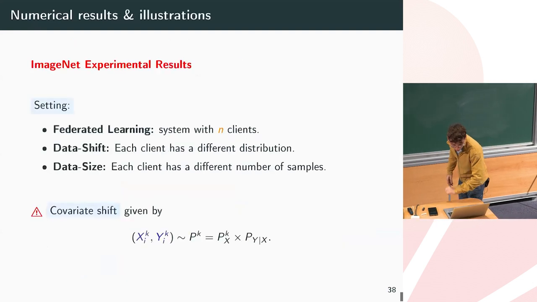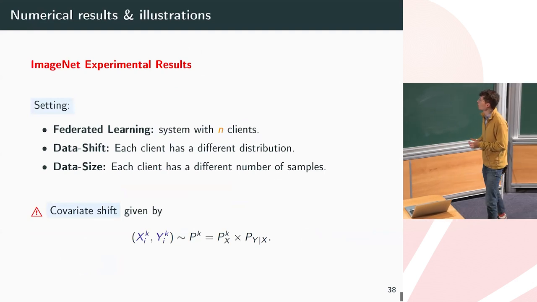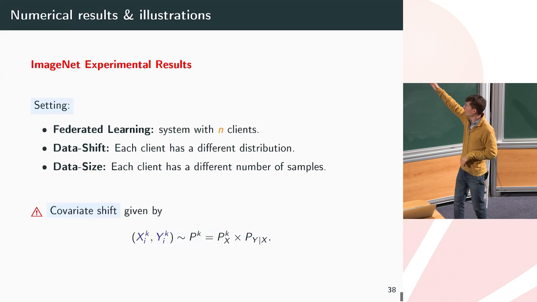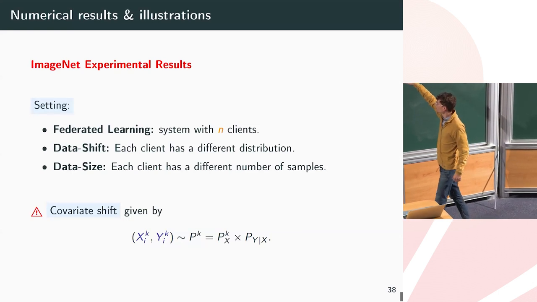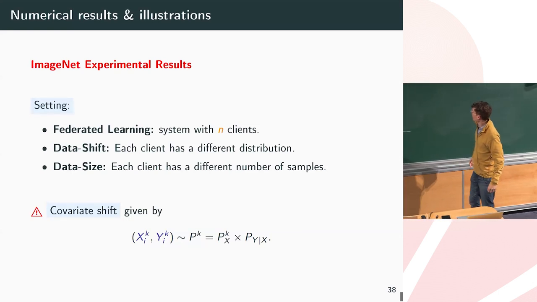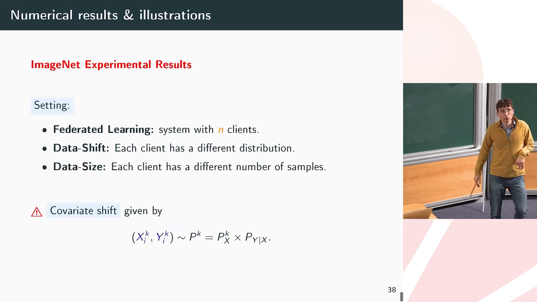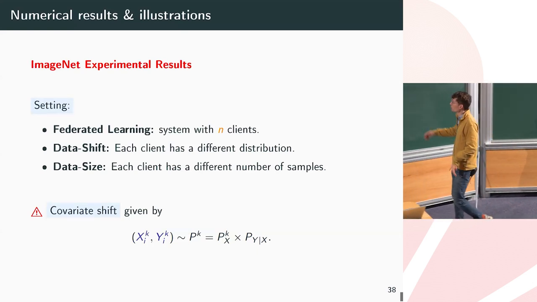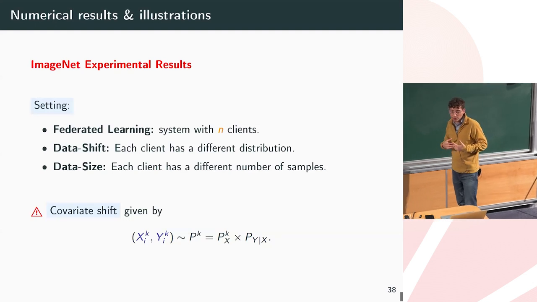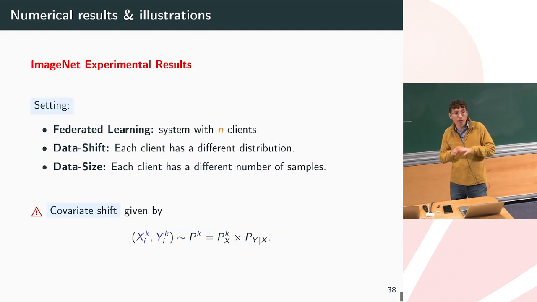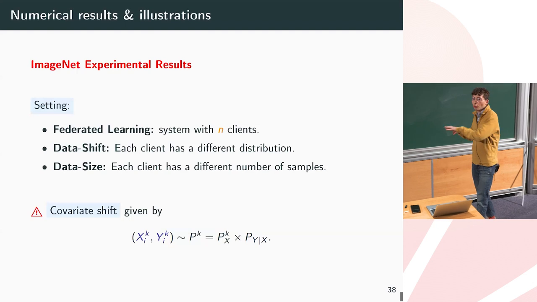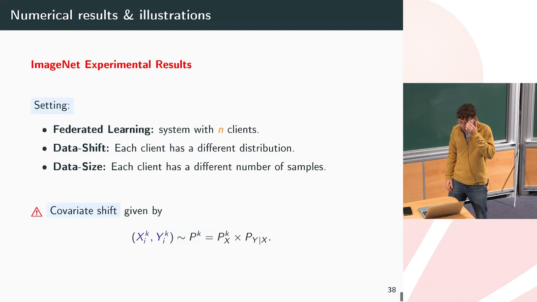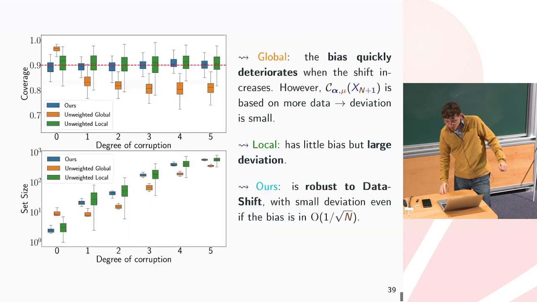We also performed some experiments that are close to the previous paper. Just this time, we look at covariate shift. So it assumes that the distribution of x changes between clients. For example, you can have applications in speech recognition, because if you have training data from English speakers, and then you go to French speakers, the accent will be a little bit different. So it can have some applications.